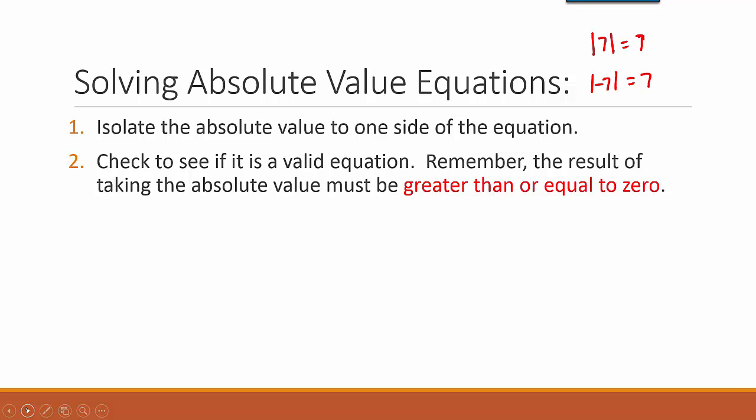Step two is to check to see if it is a valid equation after you isolate the absolute value symbol. Remember, when we take the absolute value of a number, it must be greater than or equal to 0. So, for example, if I have the absolute value of x plus 2, and they tell me that it's equal to negative 4, well, I know that it's not possible because the result of taking the absolute value of something will give me 0 or something greater than 0.